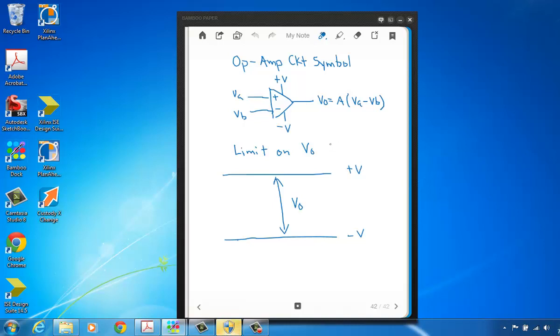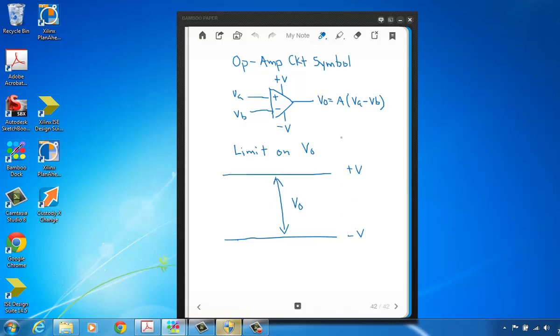Now, just like there was a limit on V out for the common emitter BJT amplifier, there's a limit on V out for the op amp, and I mentioned this just a few moments ago when we were looking at the previous diagram of the circuit schematic for the op-amp circuitry. The limit on V out is that the output voltage has to be within the two power sources that we're supplying to the op-amp. So V out has to be within plus V and minus V.